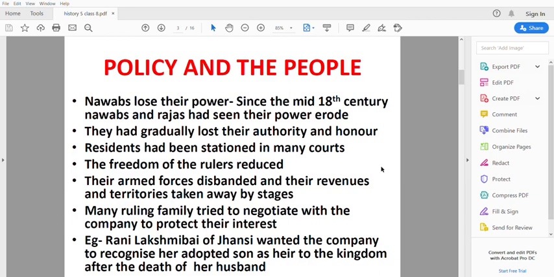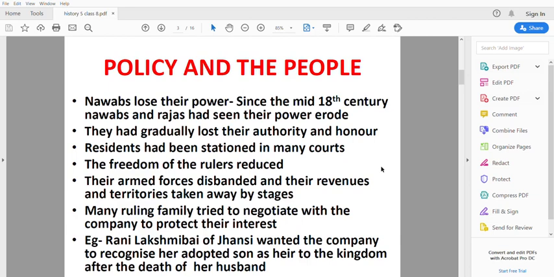So what was the reaction of the people of our country to these policies? The Nawabs lost their power. Since the mid-18th century, Nawabs and Rajas had seen their power eroded. Many of the Nawabs lost their power because of policies such as subsidiary alliance and doctrine of lapse. Their power had been declining slowly, and they had gradually lost their authority and honor.